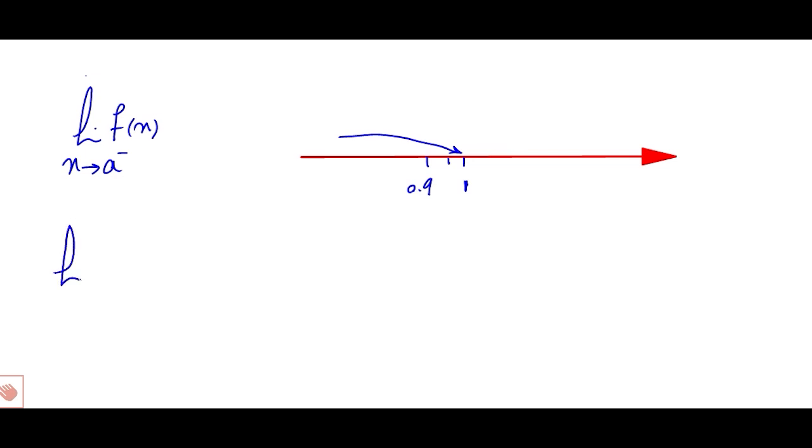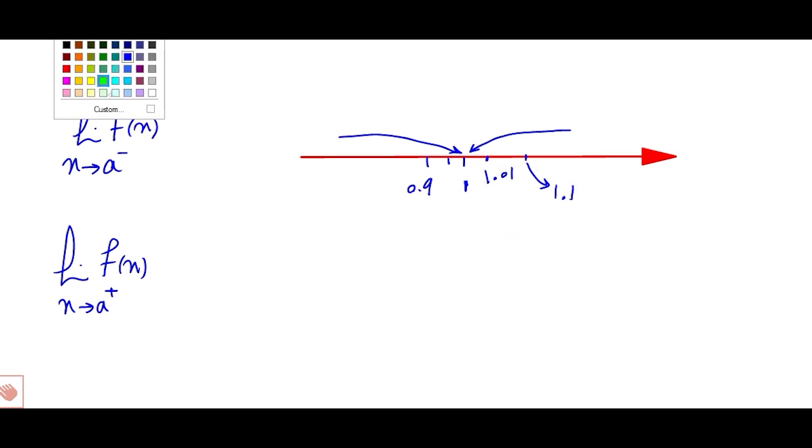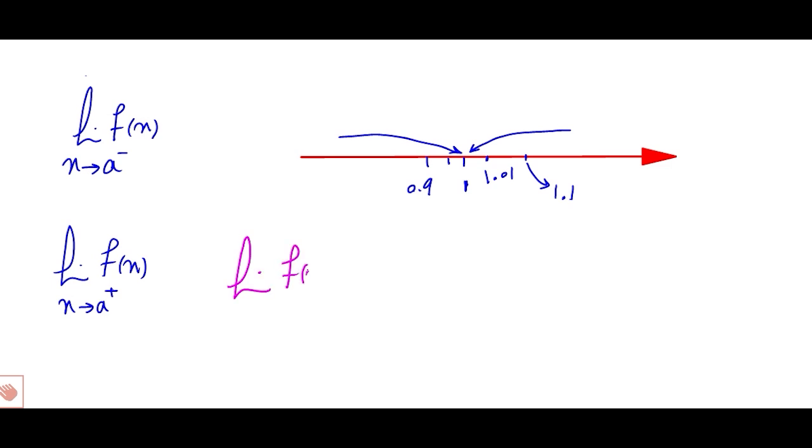And the limit of f of x as x approaches a from the right means the value that f of x approaches when x gets close to a from larger values. For example, here is 1.01 or here is 1.1 and so on.